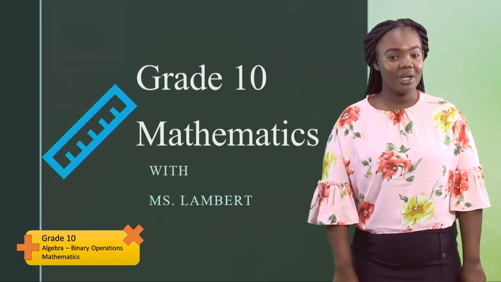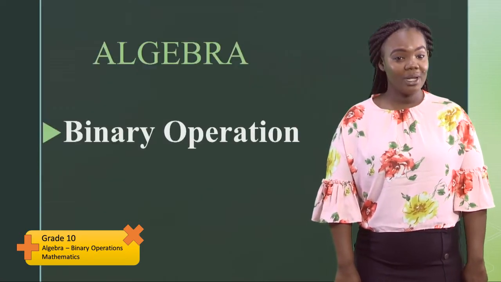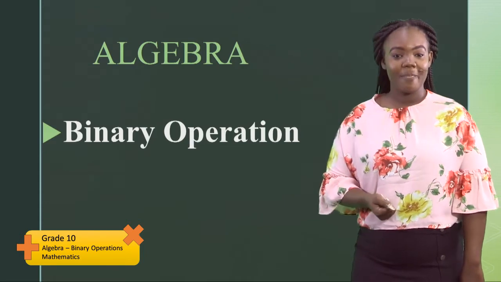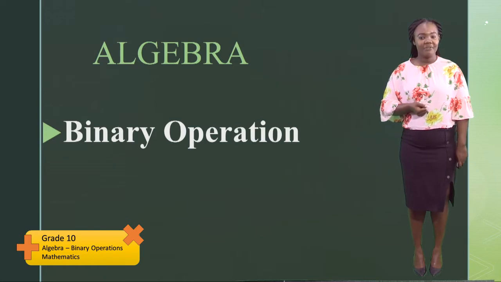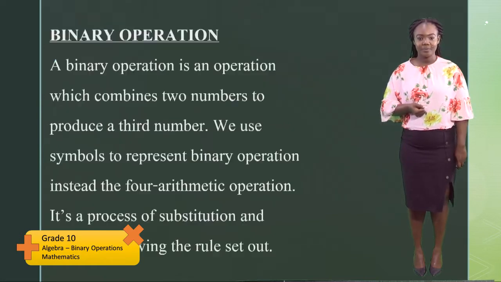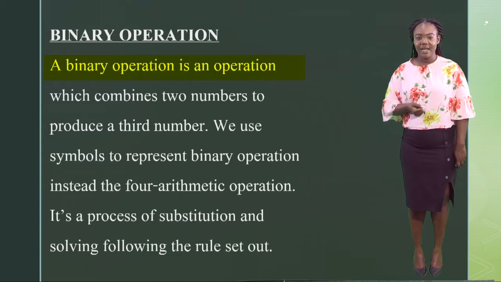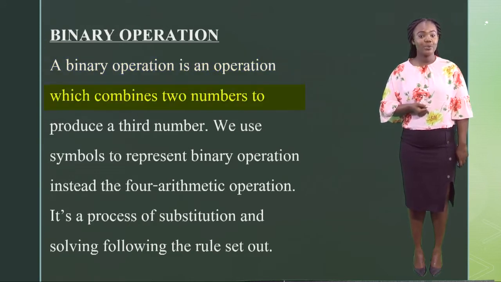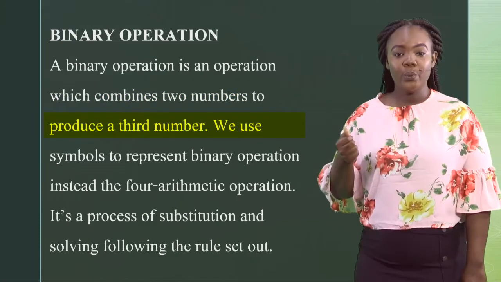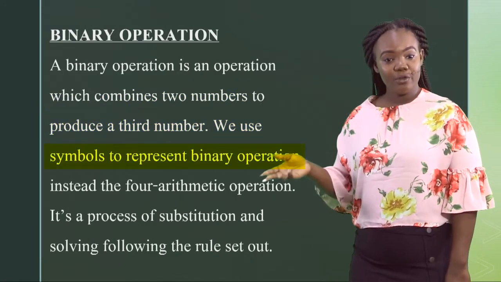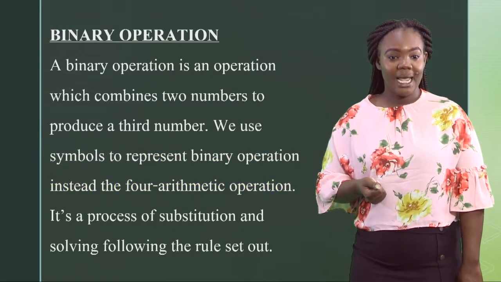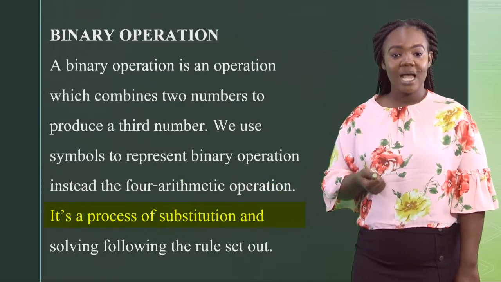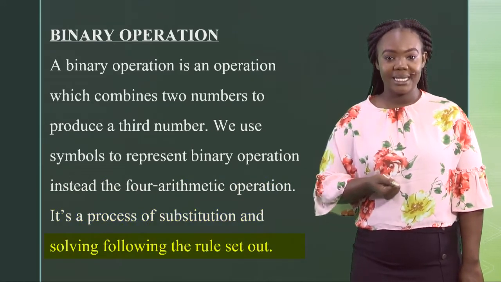We're still on the topic of algebra, so now we're going to be looking at binary operation. Now, you might be asking yourself, what is binary operation? Let's put a definition to that word. It says here that a binary operation is an operation which combines two numbers to form a third number. We use symbols to represent binary operation instead of our arithmetic operation. It is a process of substitution and solving following the rules set out.